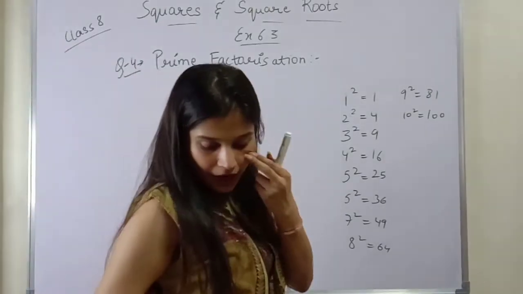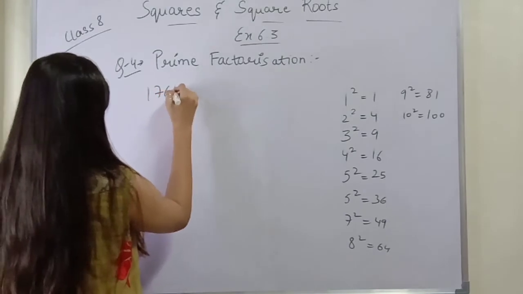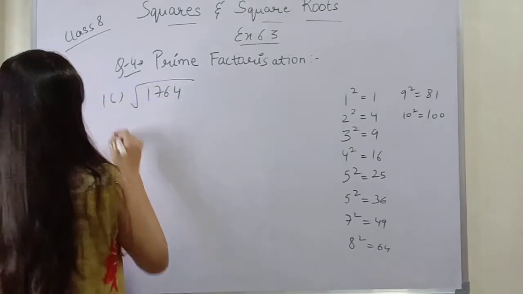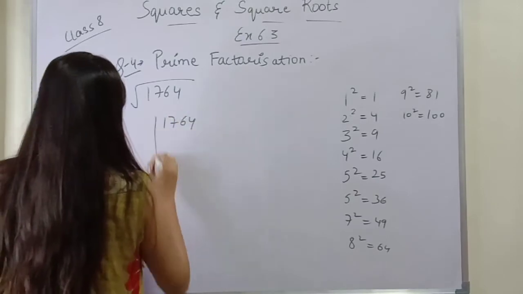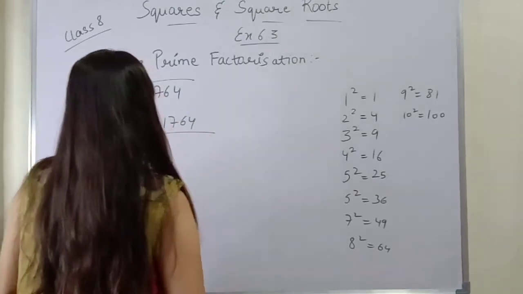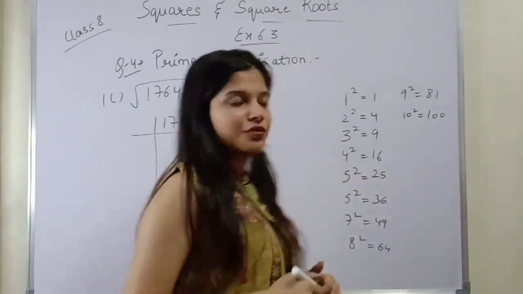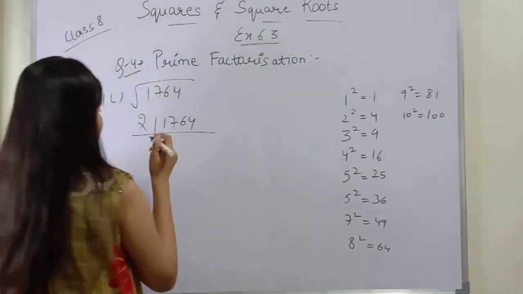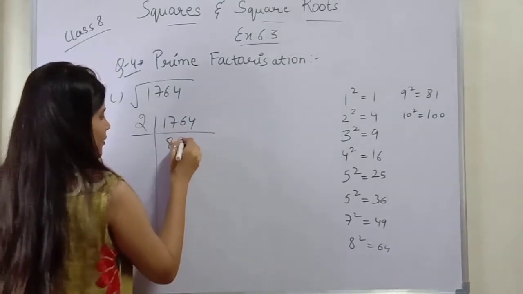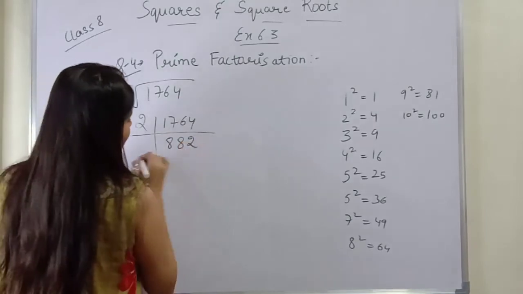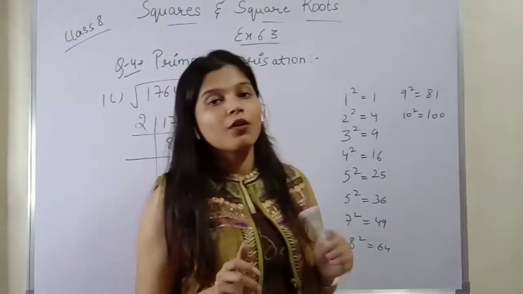Third part में our question is 1764. So now 1764, we will take the LCM. 1764 is again an even number, so we will divide this by 2. 2 8s are 16. Again 2 8s are 16 and 2 2s are 4. Okay. Now again it will go.